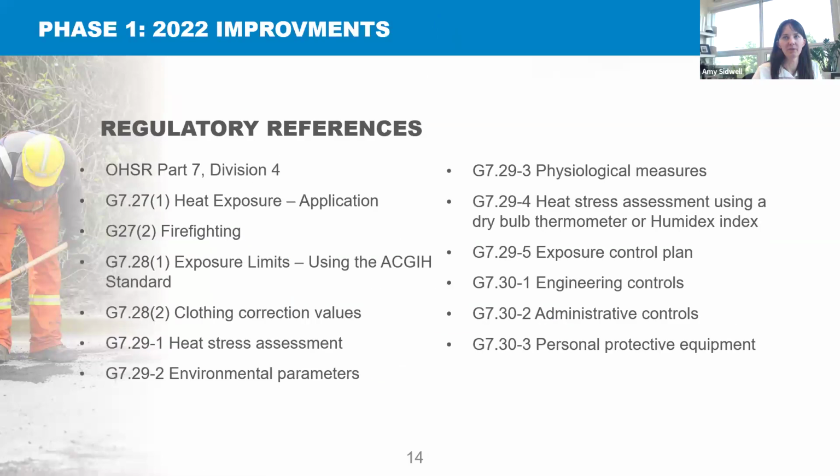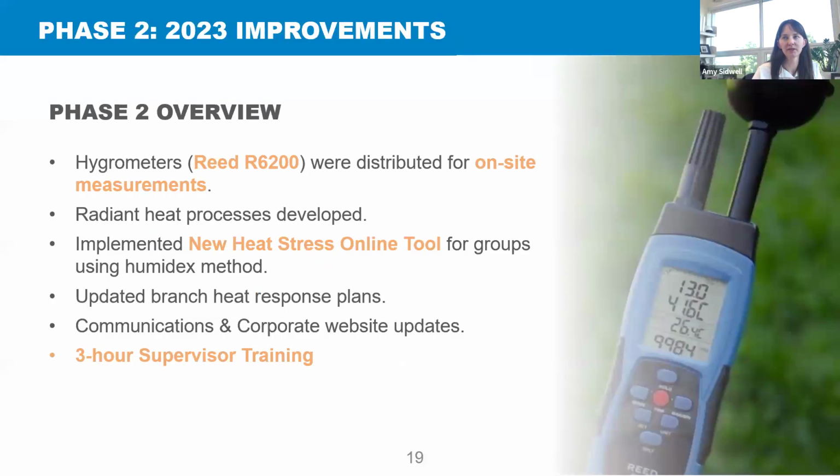Yeah, the wet bulb globe, I'm sorry, I'm just going to go to it. It's a Reed R6200. And this is what the device actually looks like. It can do both wet bulb and the Humidex methods, so you just have to change some settings on it to set it up for both methods. It's got the bulb here that does part of the measurements, and then it does air temperature and a bunch of different pieces to come up with the wet bulb globe temperature reading.